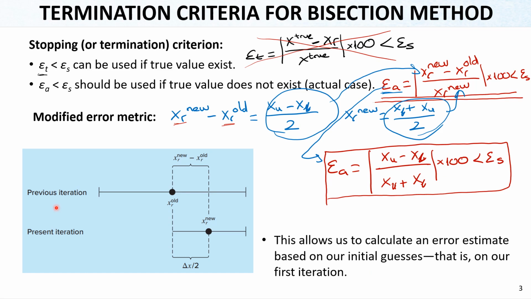You can see on the left-hand side a figure of previous and present iterations. In the previous iteration, the XOld is here and the X new is here, and the difference divided by 2 is simply this value. We will use this as the stopping criterion in the bisection method.